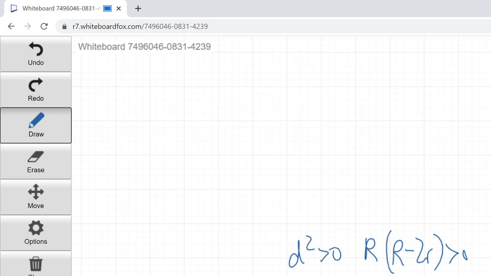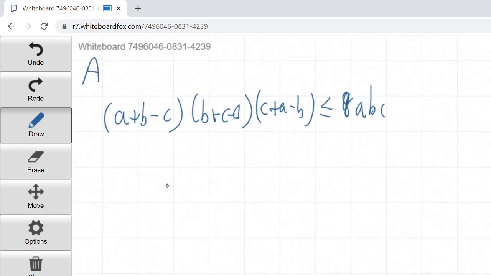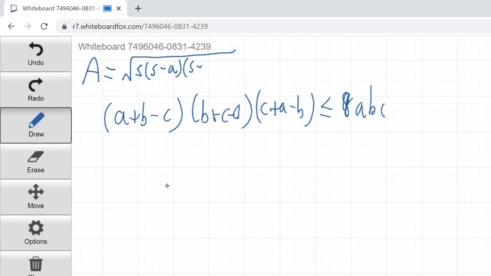So let us revisit our inequalities. Remember we had (a plus b minus c) times (b plus c minus a) times (c plus a minus b) is less than or equal to abc. The motivation for this is that the left-hand side looks like the same kind of stuff that's in Heron's formula. Let me remind you: the area of a triangle is equal to the root of s times (s minus a)... This is called Heron's formula.